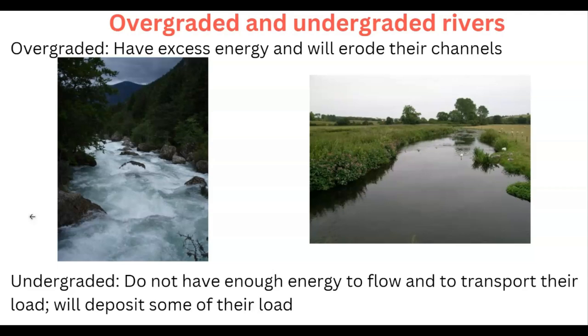A river can be overgraded or undergraded. So overgraded rivers have excess energy and they will erode their channels. Rivers flowing down a steep gradient, rivers with little friction because of their large volume or an even bed, will have a lot of energy. They will carry heavy load and they will flow quickly. But if the volume decreases or the gradient lessens or the friction increases, the river is undergraded. It does not have enough energy to flow and transport its load. As the river flows, it deposits some of its load.